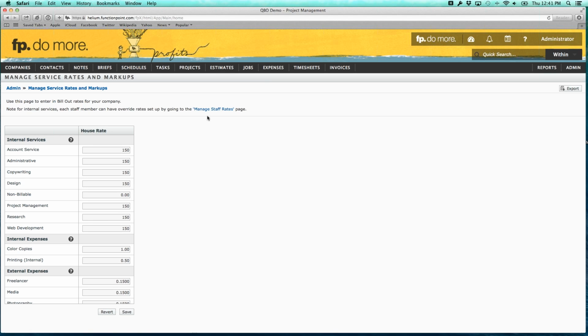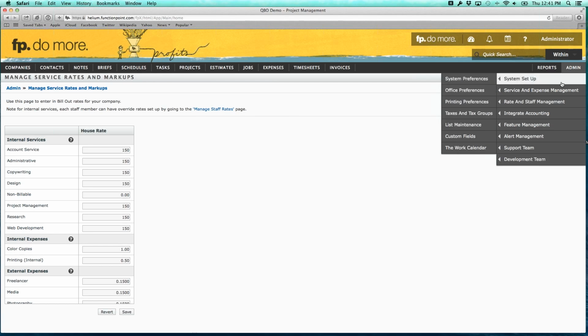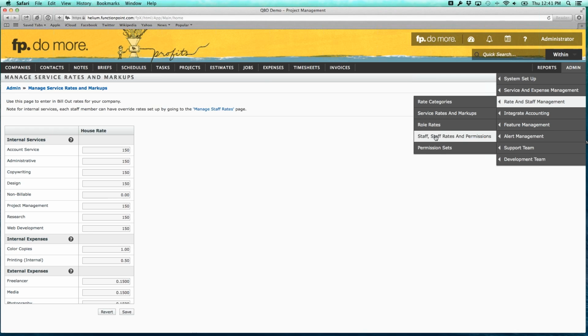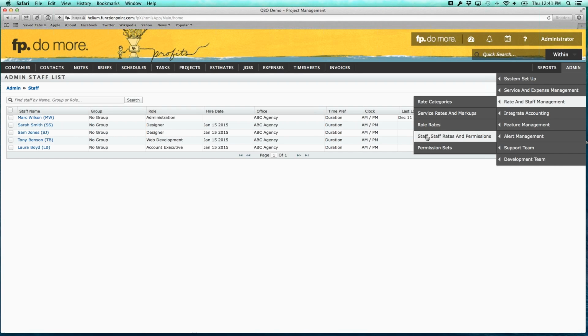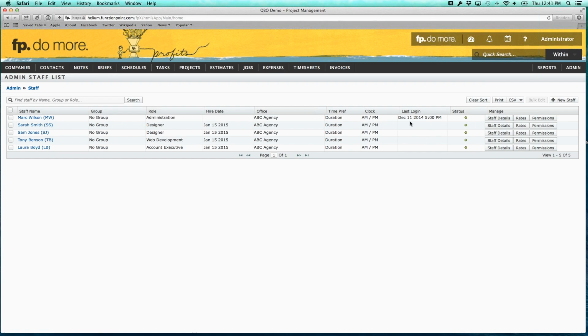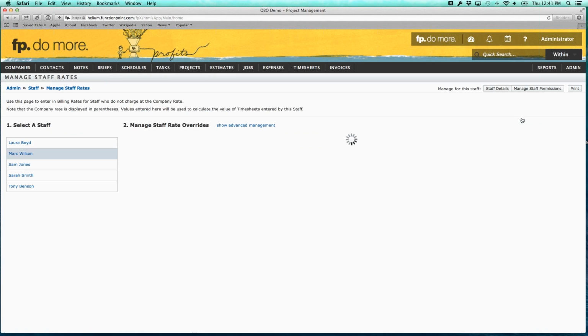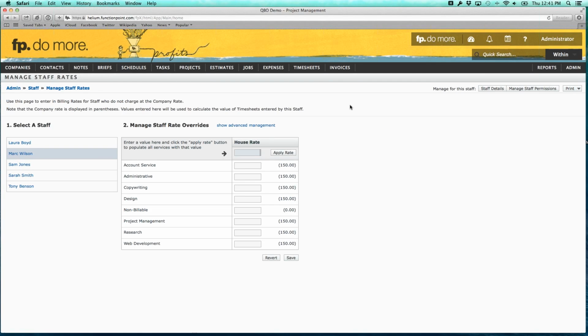The next thing we're going to do is go into the Manage Staff Rates page. Now we can access it from here, or we can go into the admin section and then choose staff rates and permissions, and then for one of these individuals, click on their rates. And I just threw in a couple staff here. I kept it small again for my own ease in this webinar. There's only a couple individuals in here. But what we have here is a very, very important area of the system. This is the Manage Staff Rates page.